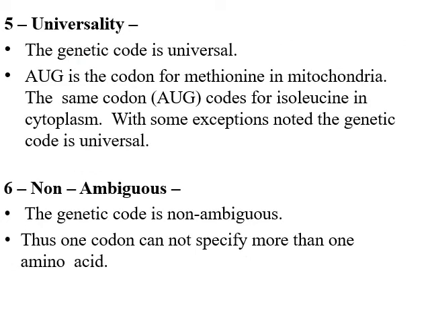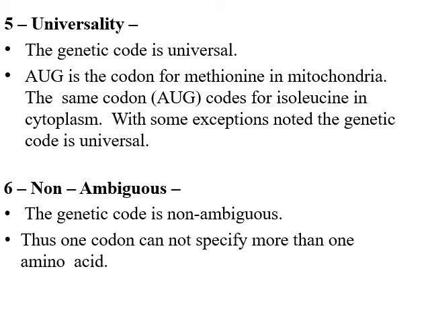Fifth property of genetic code. This is a unique property, that is universality of genetic code. The genetic code is universal. The same code applies in all kinds of living organisms. Example: UUU codes for phenylalanine in all living organisms. AUG is the codon for methionine in mitochondria. The same codon AUG codes for isoleucine in cytoplasm. With some exceptions, note the genetic code is universal.